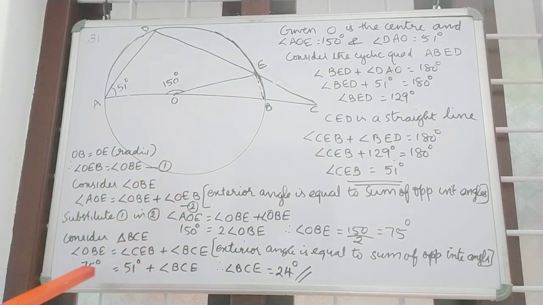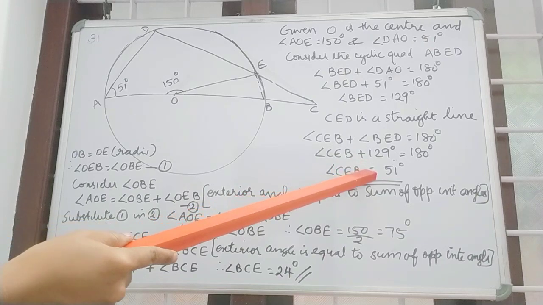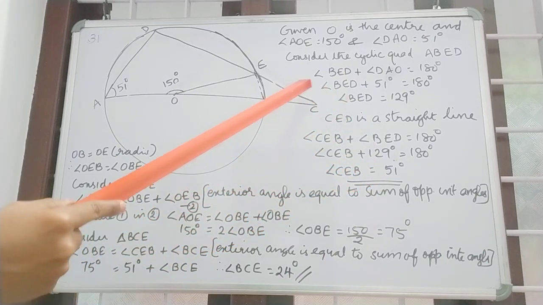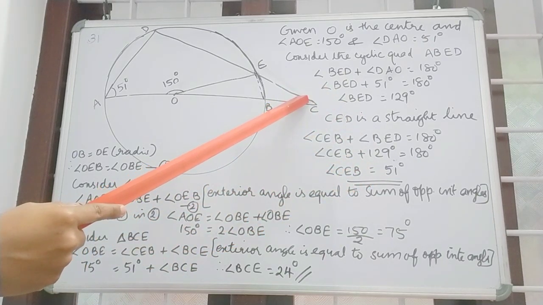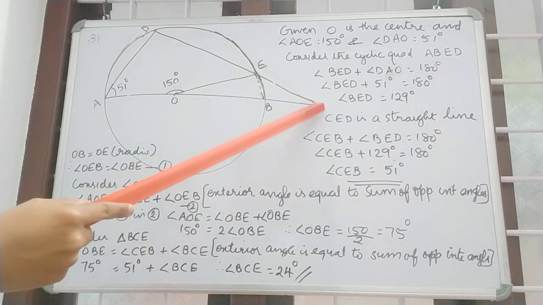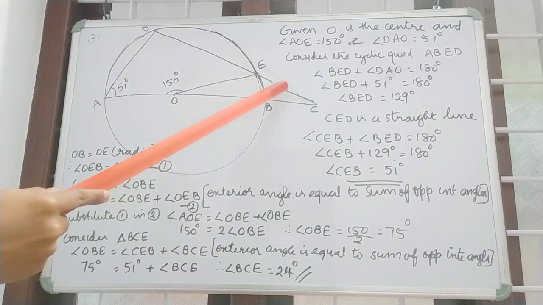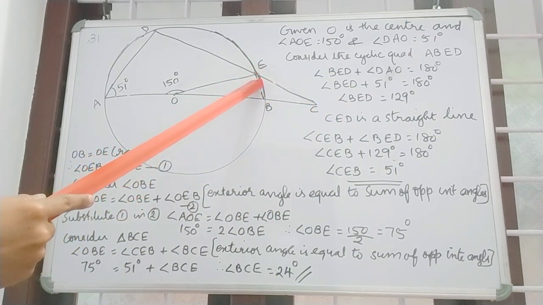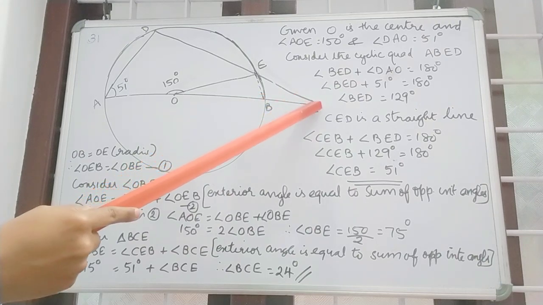So how can we write it? 75 degrees is equal to CEB plus BCE. What about CEB? From here we got CEB as 51 degrees. So CEB, this one, is 51. We want to find out BCE.